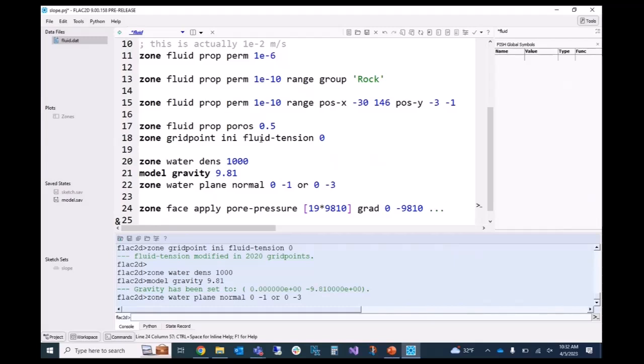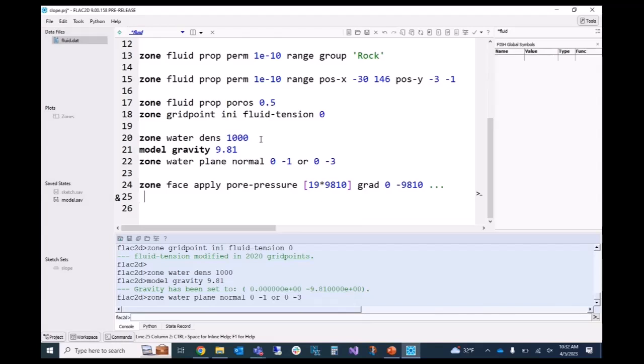Put 3 dots here, which means I can go to the next line and continue on with my command. You don't have to do this, but I'm doing it so you can see what I'm typing. Range, pause x minus 30, which is the left-hand side. I could have used the group name of the left-hand side. I could have said range group, whatever it was, West 2.